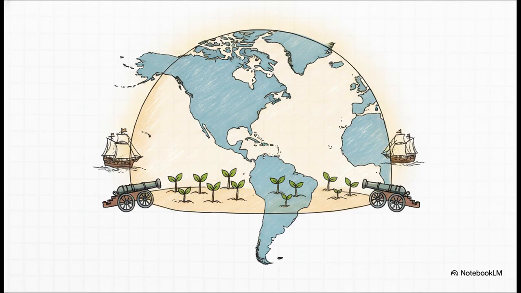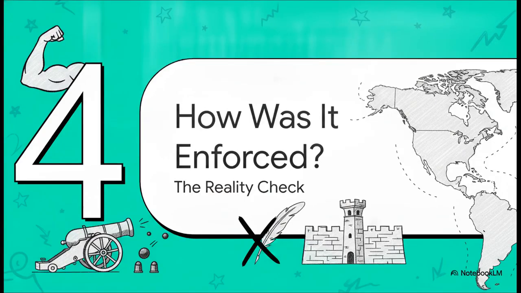actively discouraged those European powers from swooping right back in to reconquer that lost territory. It established a protective Western Hemisphere, giving these young, fragile nations a real fighting chance to grow without the constant shadow of European empires hovering over them. Now for Section 4. How was it enforced?